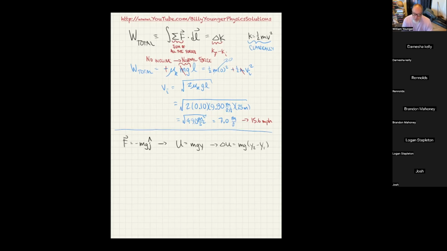And your book makes a point to mention that you don't always have to use the same zero of potential energy, because ultimately what matters is the change in potential energy, not the exact potential energy. In other words, you can take any potential energy, mgy, and add an arbitrary constant to it, and it's not going to change anything. Okay, I'll show you an example with that in a second.